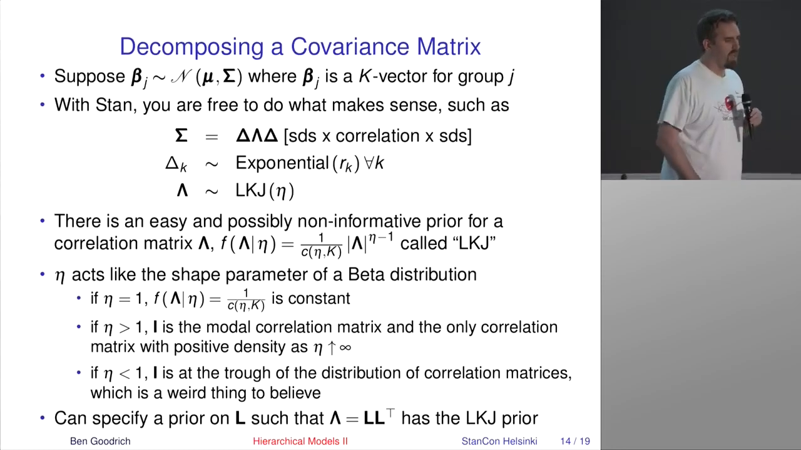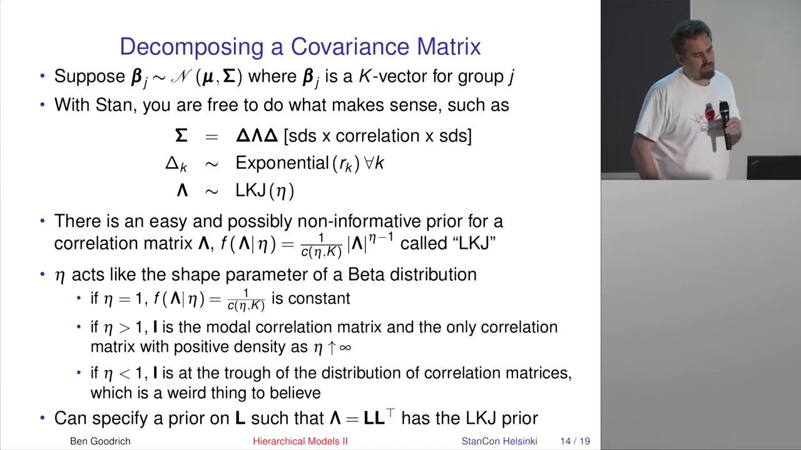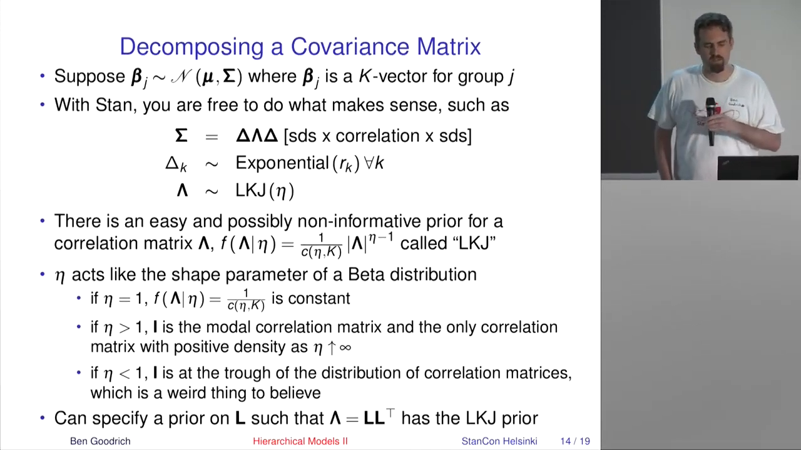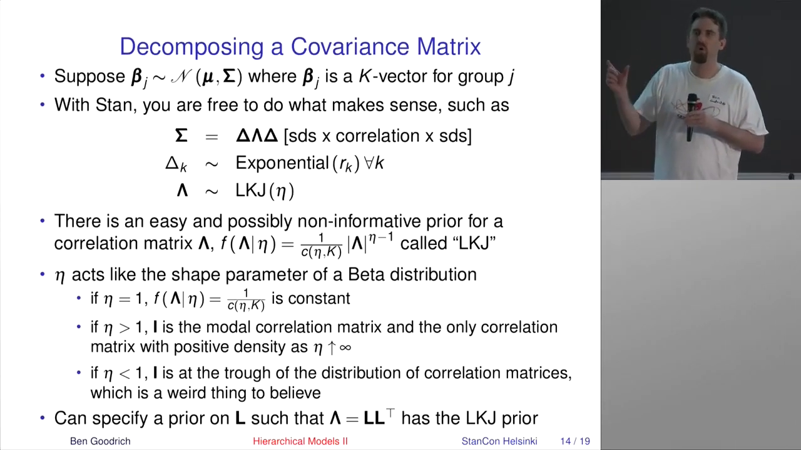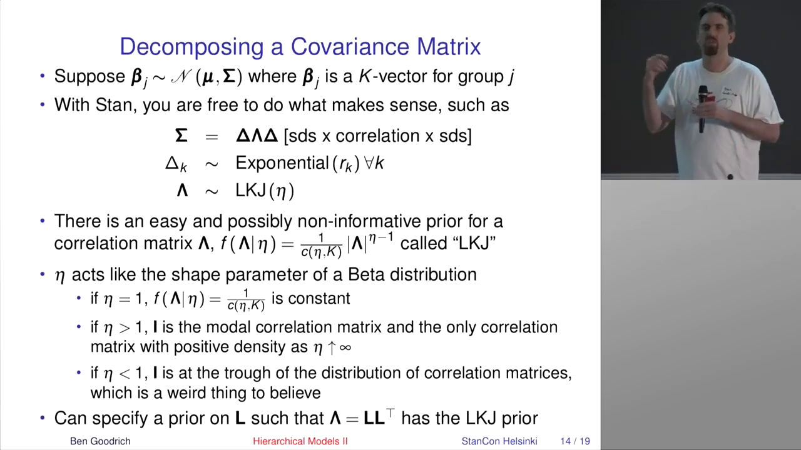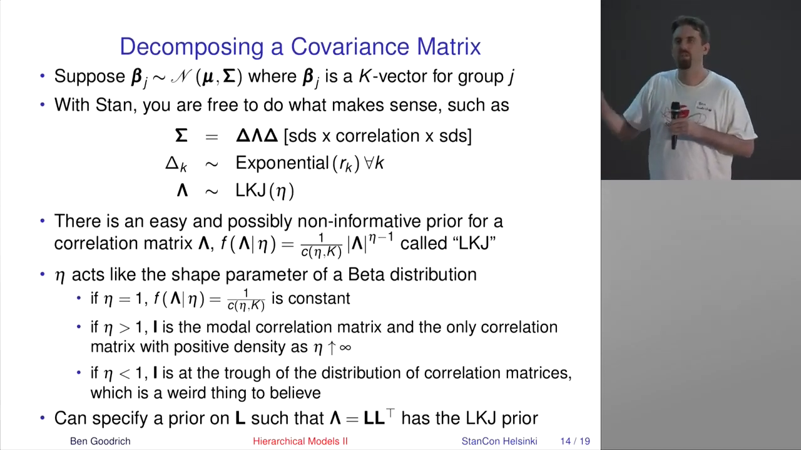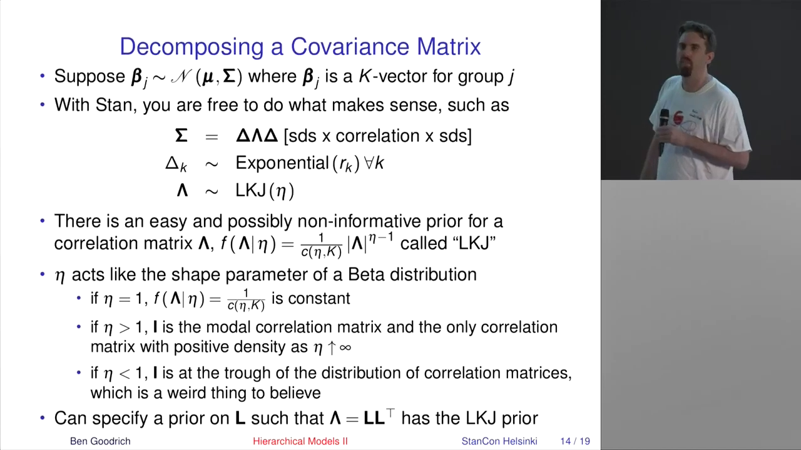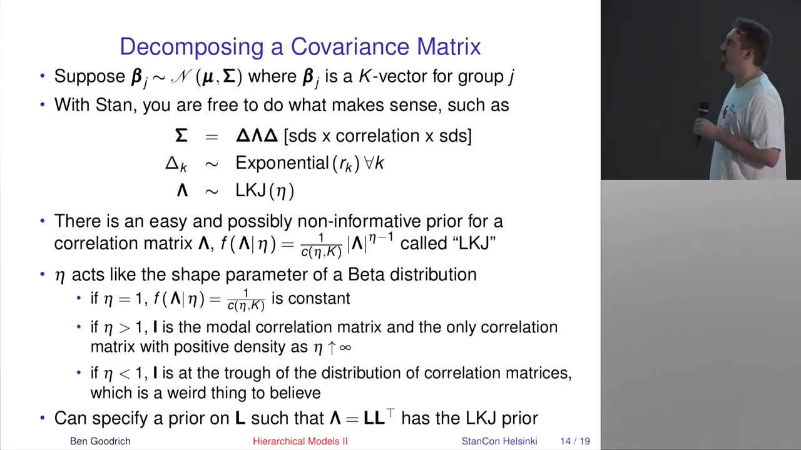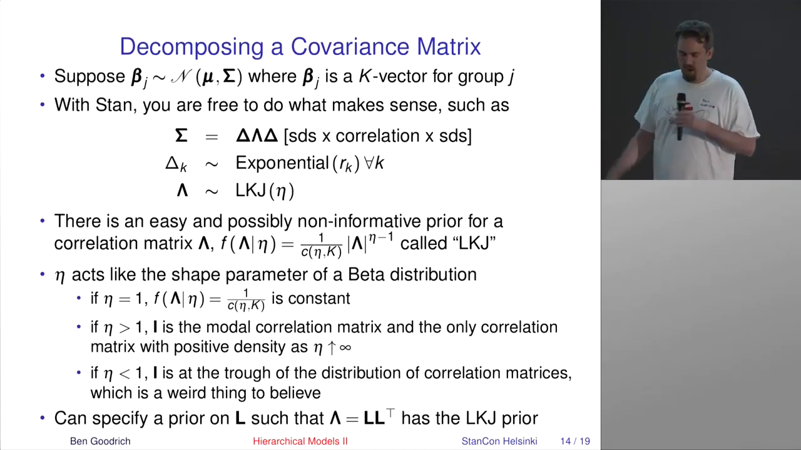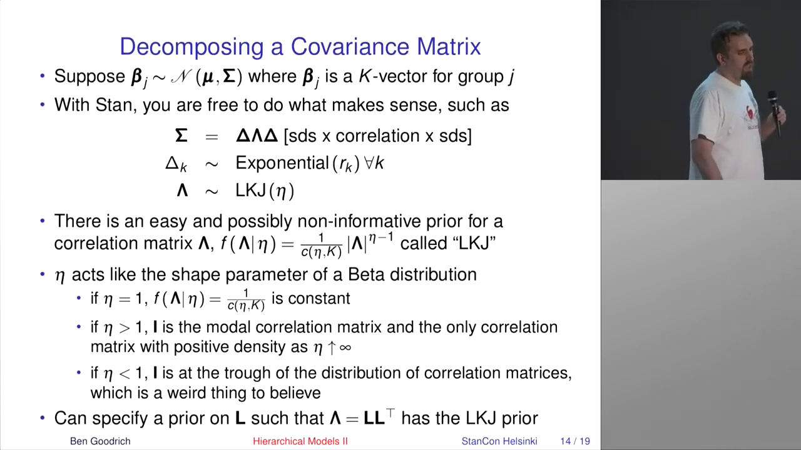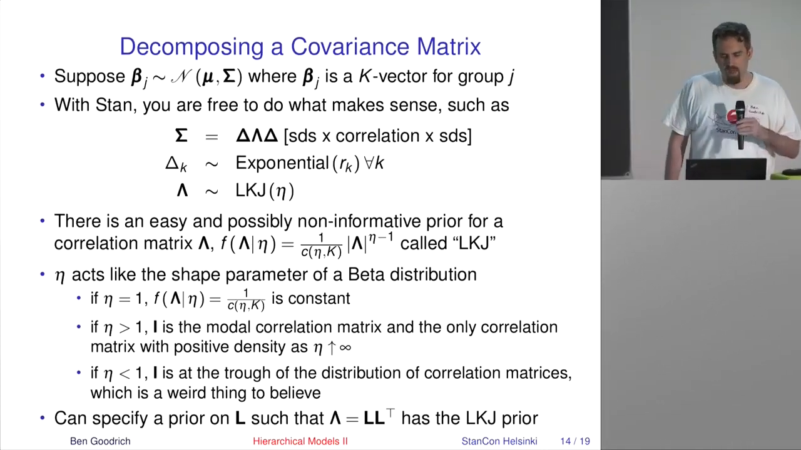And so in Stan, well, mostly in Stan, but I guess it exists outside of Stan a little bit, there is a probably non-informative prior for a correlation matrix. Because the space of correlation matrices is a convex set, it's possible to specify a prior that is uniform over that set, which is not possible to do if you try to specify a prior on a covariance matrix directly. And so this prior is called LKJ in the Stan manual.